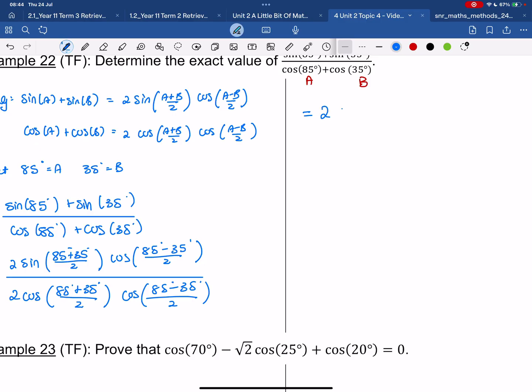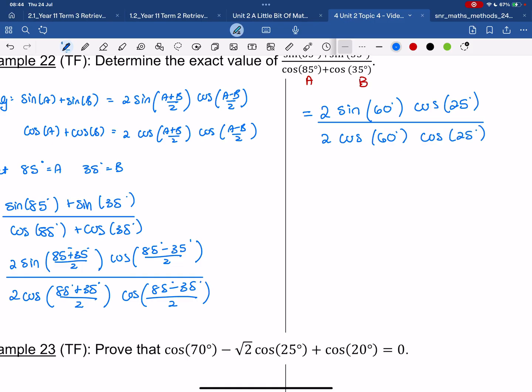So 2 sine of, well, 85 and 35 is 120, and 120 divided by 2 is 60. Okay, well, that's a bit exciting. And cos of 85 minus 35 is 50, divided by 2 is 25. That's maybe not as exciting, but let's go with the process. 2 cos of, okay, we already know that's 60 degrees, and that is 25 degrees.